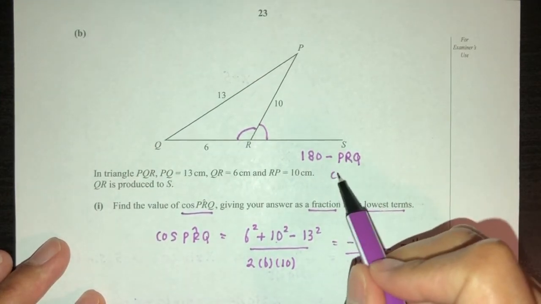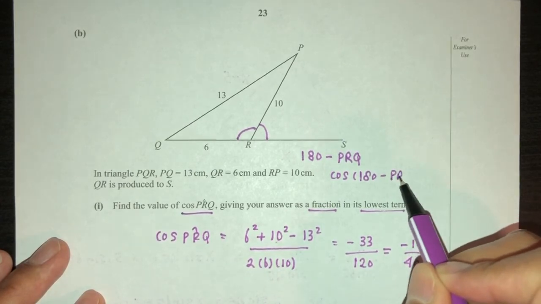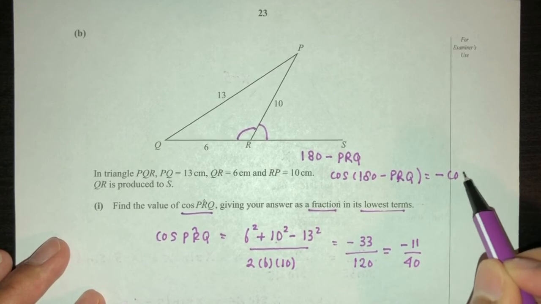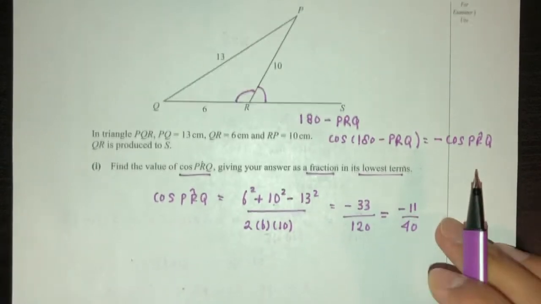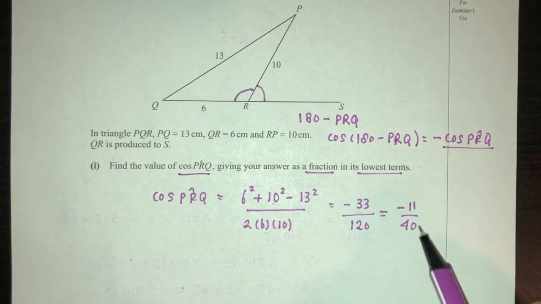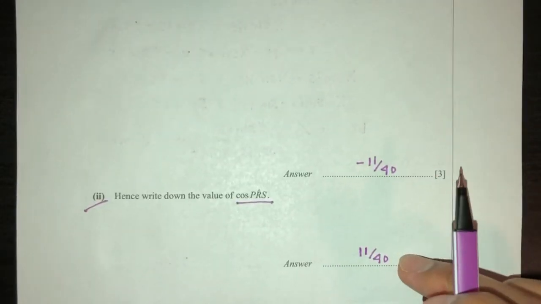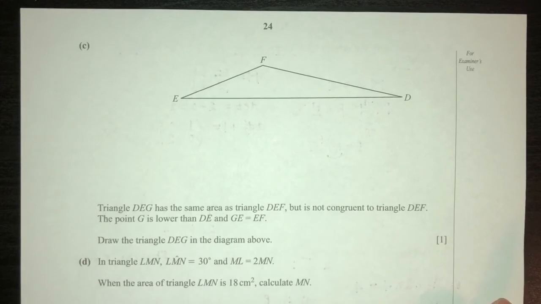And cos of 180 minus PRQ is equal to minus cos of PRQ. Now we know cos of PRQ is equal to this, so minus that will be positive 11 over 40. That is pretty easy. Now let's move on to part C.